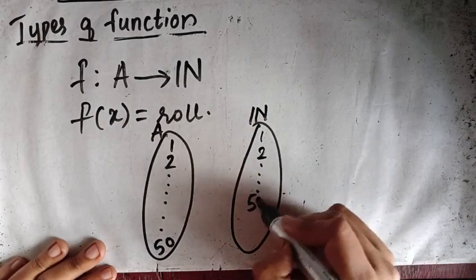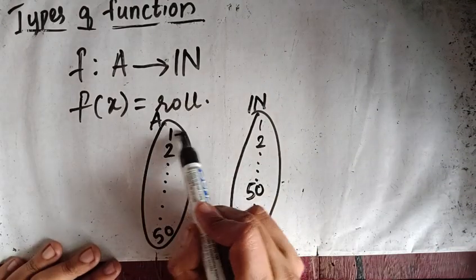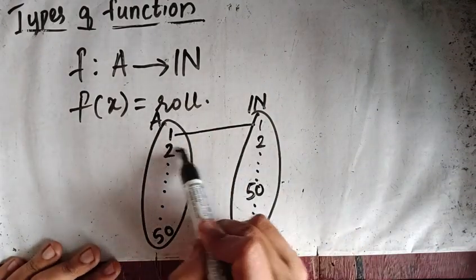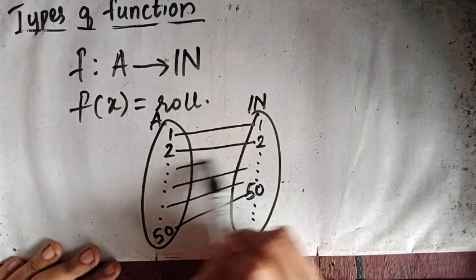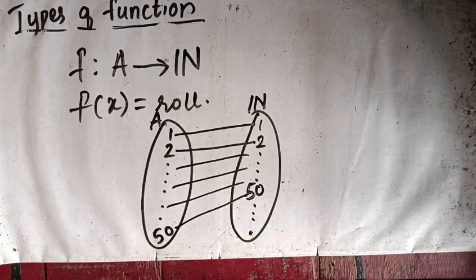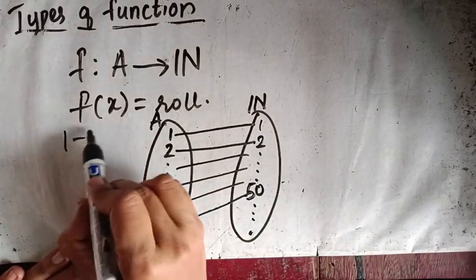So we know that this is an infinite set, right? So roll number 1 is assigned to one number, 2 is 2 till 50. So this is 1-1, right? Because no two students will have the same roll number. Okay, this is 1-1, this is proved.